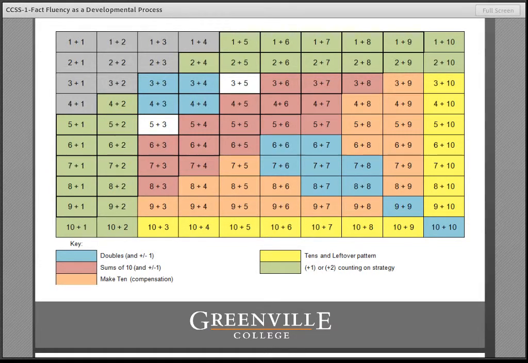Really the only facts that don't have a particular strategy associated with them there are 5 plus 3 and 3 plus 5. A child could count on by 3. We've suggested that that's a possibility, but maybe you and your students might think about what strategy works best for you there.